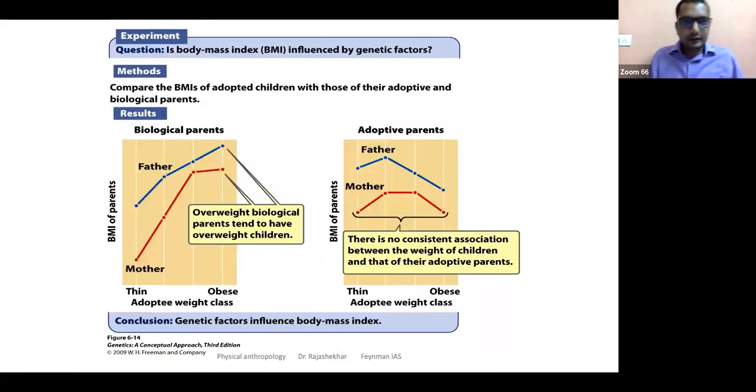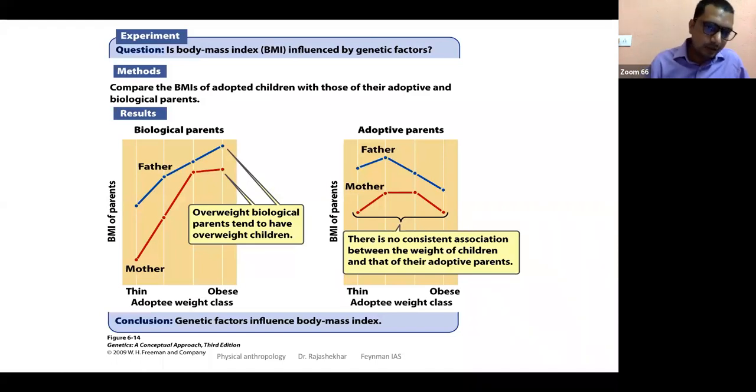Let's see. In this example, we're asking a question: is BMI, body mass index, influenced by genetic factors? So what they have done is compare the BMIs of adopted children with the adoptive parents and biological parents. They are seeing the correlation between the tendency of the child to be obese in comparison with the biological parents and adoptive parents. Who do they look like? Will that tell us a little bit about the role of genes and environment?